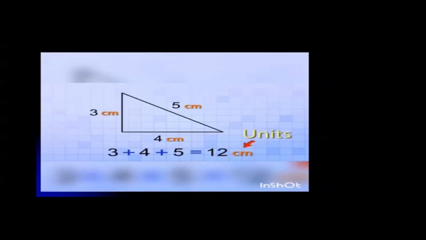So for finding the perimeter of this figure, what do we have to do? We have to add all the sides. That means 3 plus 4 plus 5 is equal to 12. Not only 12, children, we should not forget to write the units. The units are given in the figure and the unit is centimeter. So the answer is 12 centimeter.